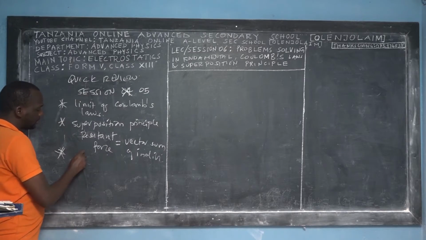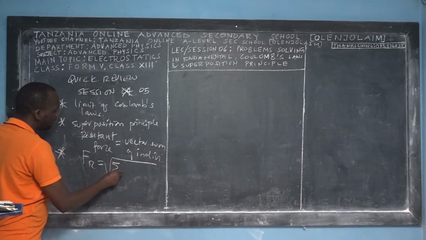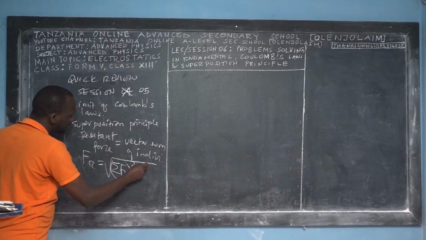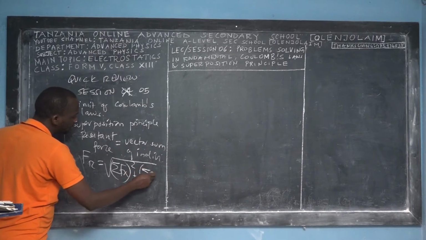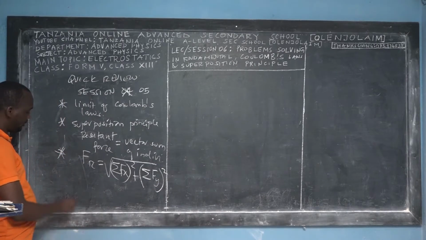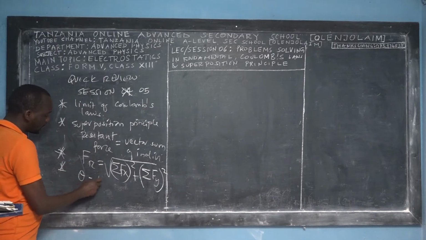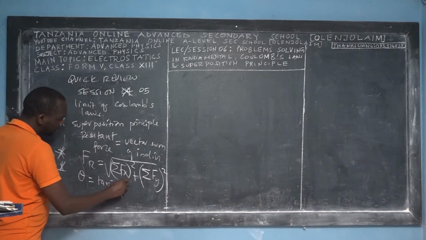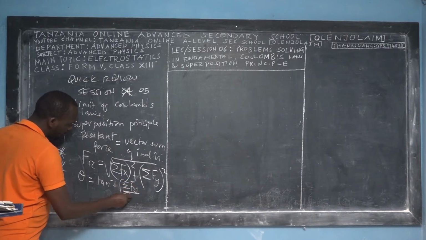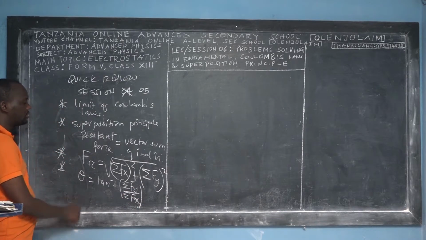We also discussed the resultant force. This is the square root of the sum of the forces in the horizontal component squared plus the sum of the forces in the vertical component squared. I also discussed direction, because force is a vector quantity. To find the direction, we find the inverse tangent of the sum of the force in the vertical component over the sum of the force in the horizontal component. So this is the formula.